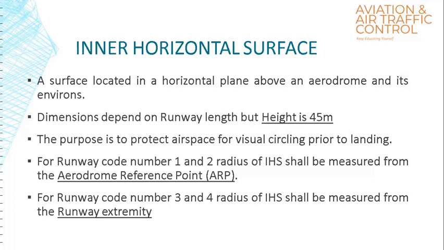For runway code 1 and code 2, the radius of the inner horizontal surface shall be measured from the aerodrome reference point, which we call ARP. For code number 3 and 4, the radius of the inner horizontal surface shall be measured from the runway extremity.